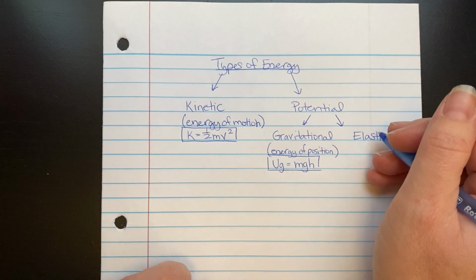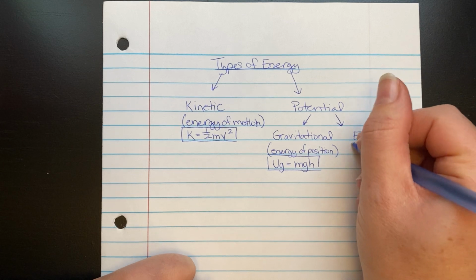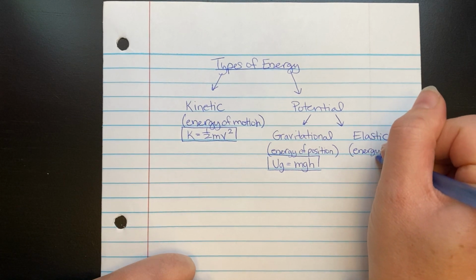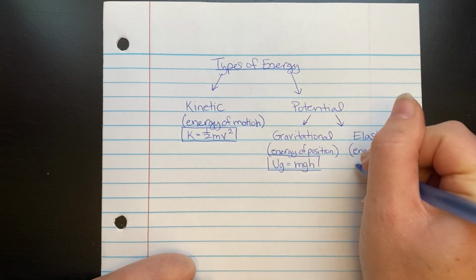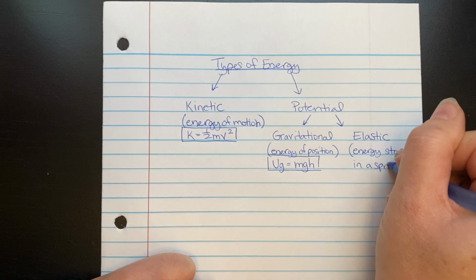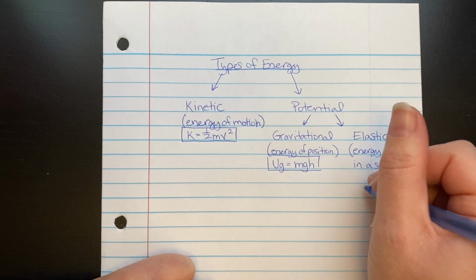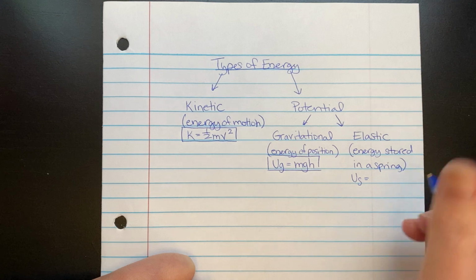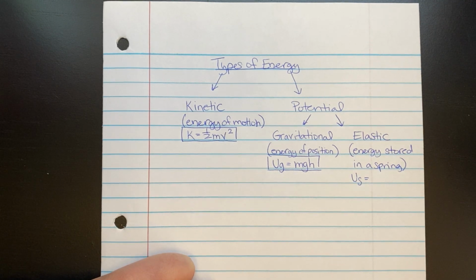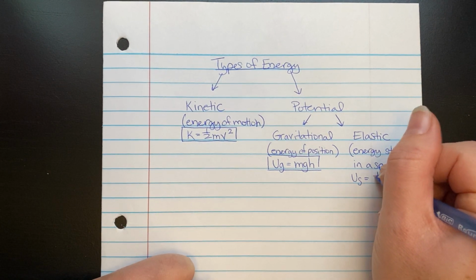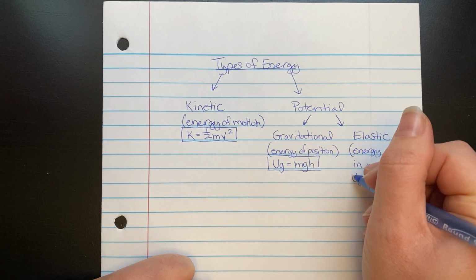The second type is the elastic potential energy, and this is the energy stored in a spring. We called this, do you remember? US. This is U for potential energy, and then either G for gravitational or S for spring. Why would they call it elastic but then use an S? Good question. Let me know if you ever figure it out. And US is equal to 1/2 kx squared.